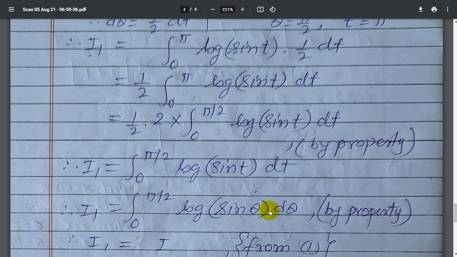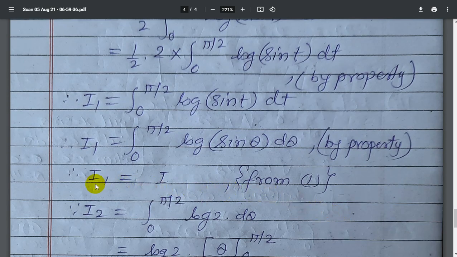Suppose any question is given in terms of x and we considered it as equation 1 in terms of x, we should write I1 equal to 0 to pi by 2 log of sin x dx by property. But in our starting question, equation number 1 is in terms of theta, so we write the variable theta instead of t. Therefore, I1 equal to integral 0 to pi by 2 log of sin theta d theta by property.